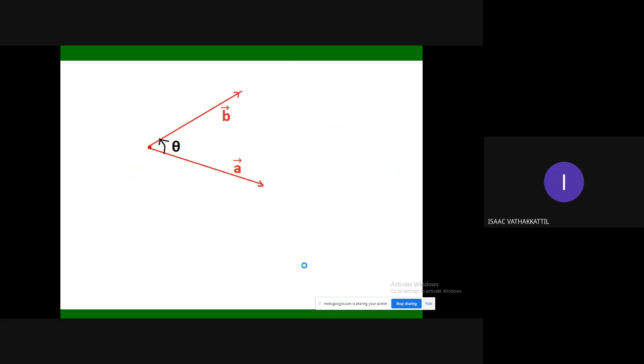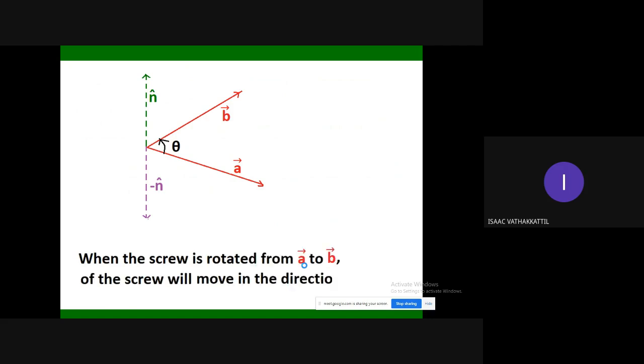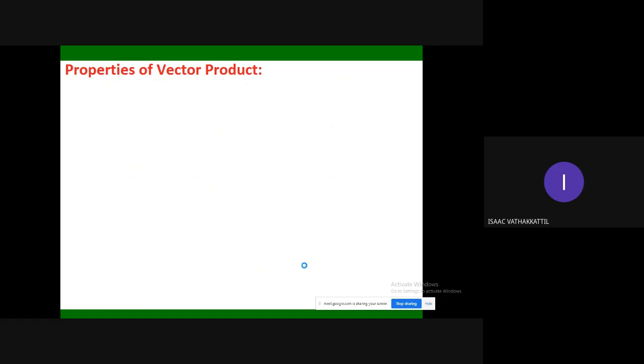Suppose here is A, here is B. When A cross B is defined, it will be moving in that direction, N. If it is B cross A, it will go in the other direction. Minus N will be in that direction. When the screw is rotated from A to B, the tip of the screw will be moving in the direction of N. Properties of vector product.